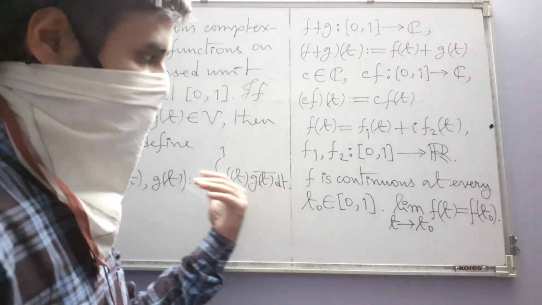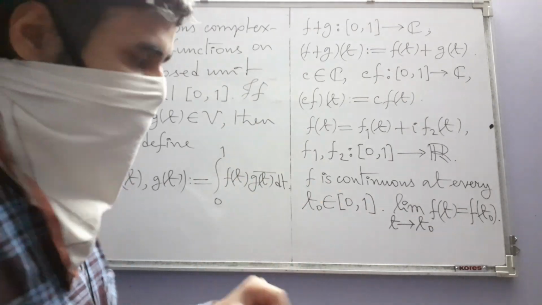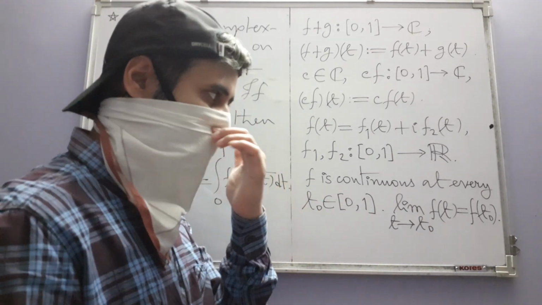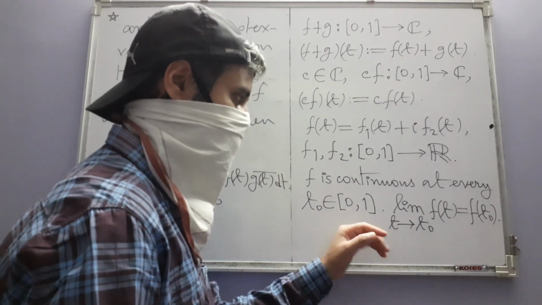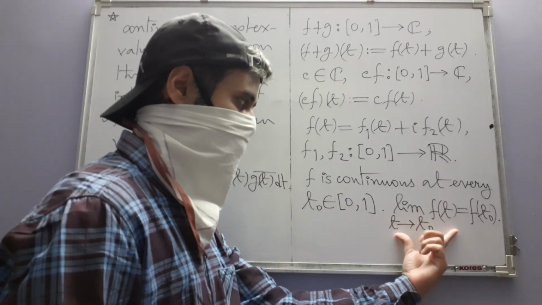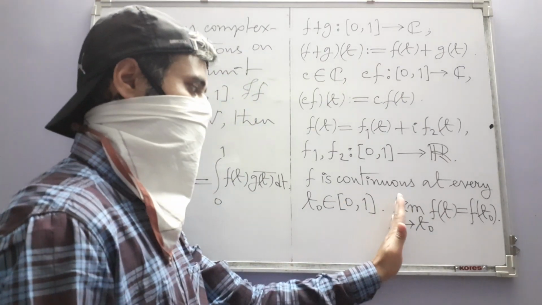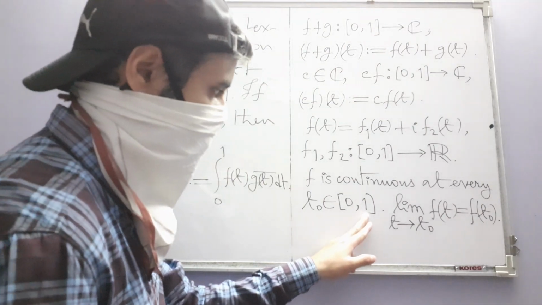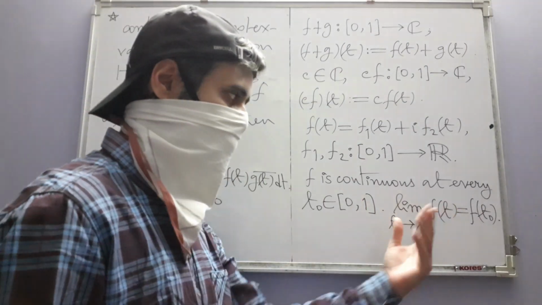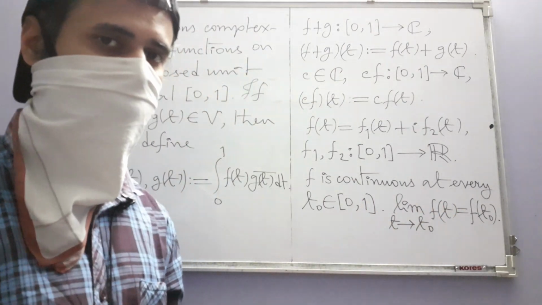It has that epsilon delta definition. The only thing you have to keep in mind here is that when your t naught is 0, then this limit is a right hand limit. In that case, there is no left hand limit, and when your t naught is 1, this limit is only a left hand limit. Let's say.